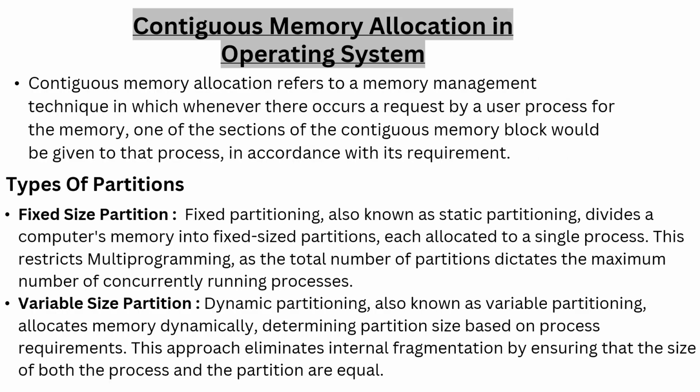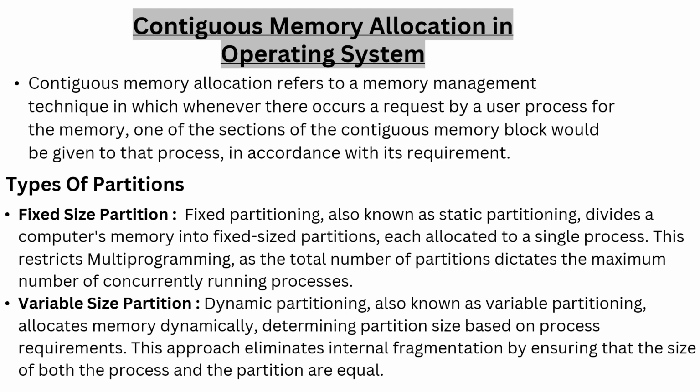Let's begin our discussion with contiguous memory allocation in operating systems. Contiguous memory allocation refers to a memory management technique in which, whenever a user process requests memory, one of the sections of the contiguous memory block is given to that process in accordance with its requirement. There are two types of partitions: fixed size partition and variable size partition.